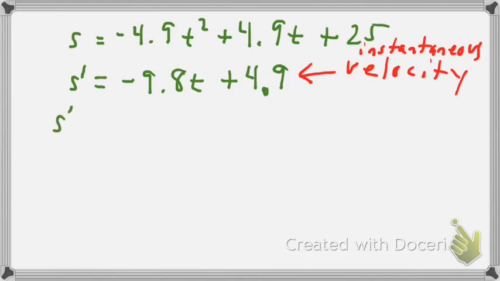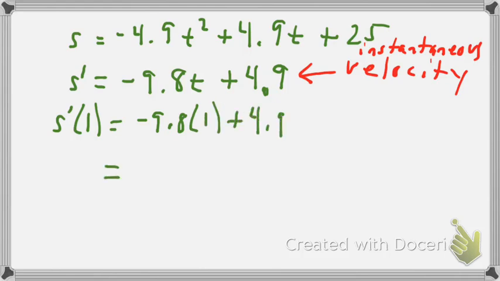So let's find out what s prime of 1 is. That would of course be negative 9.8 times 1 plus 4.9, and that is going to equal negative 4.9. Since it is a velocity that we found, the units will be meters per second. Remember that you can write meters per second the way I wrote it, or as meters times seconds to the negative first power, because if you apply your rules for negative exponents, that s will go to the denominator, and it's still meters per second. Okay, now let's look back at the graph and see how much sense that makes.